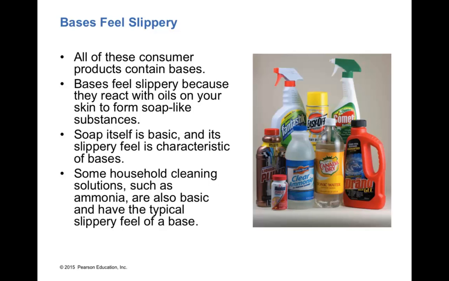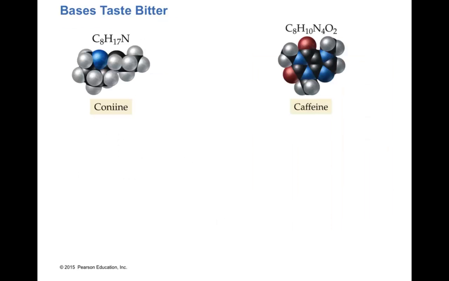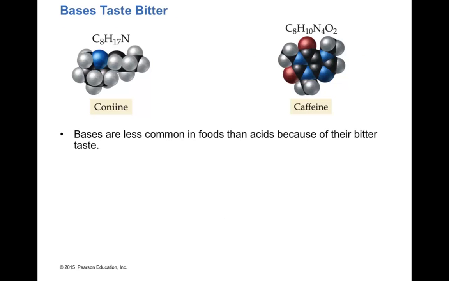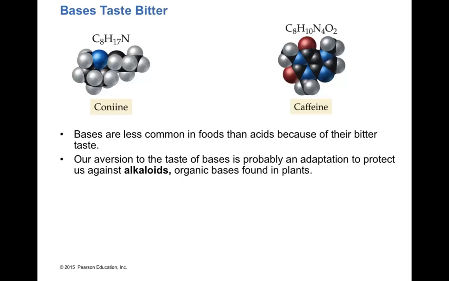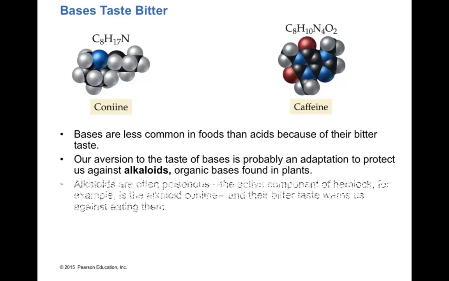As we mentioned, bases taste bitter, like quinine and caffeine. These are two examples of bases. Bases are less common in foods than acids because of their bitter taste. Our aversion to the taste of bases is probably an adaptation to protect us against alkaloids, organic bases found in plants. Alkaloids are often poisonous. The active component of hemlock, for example, is an alkaloid, and its bitter taste warns us against eating it.